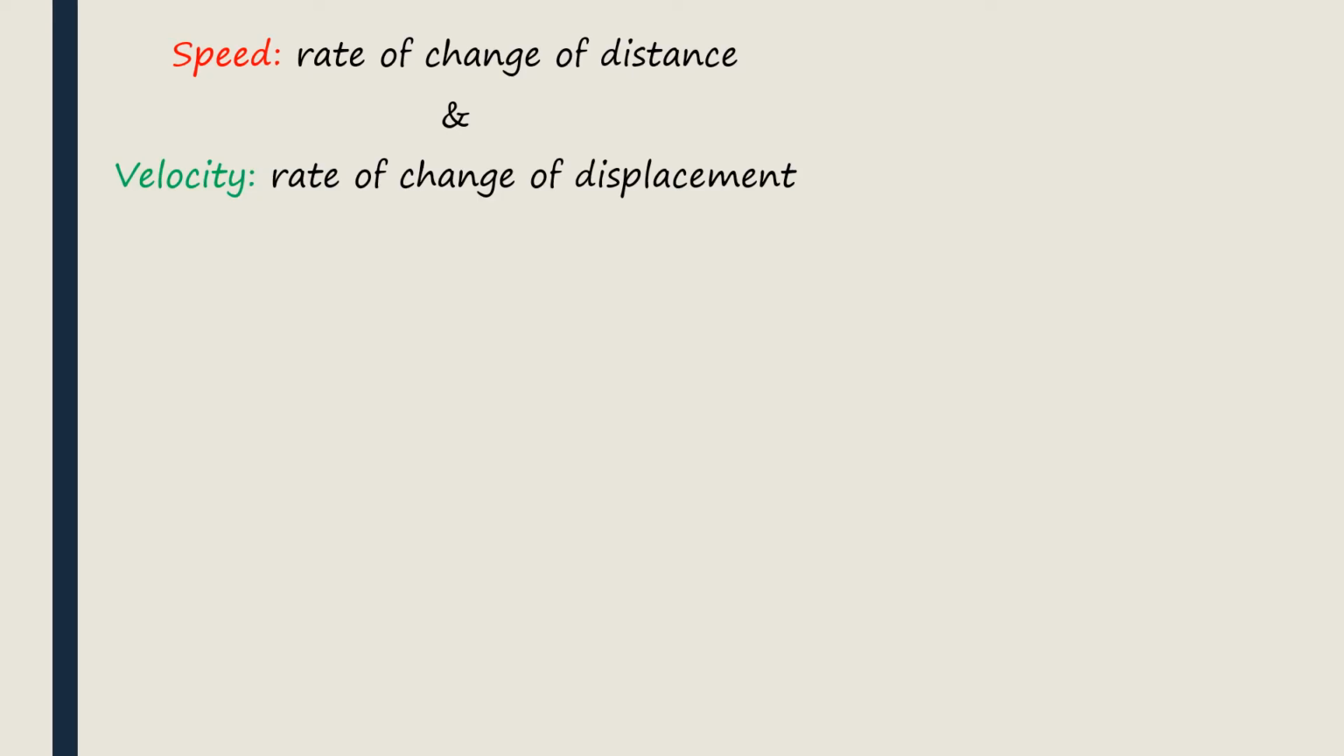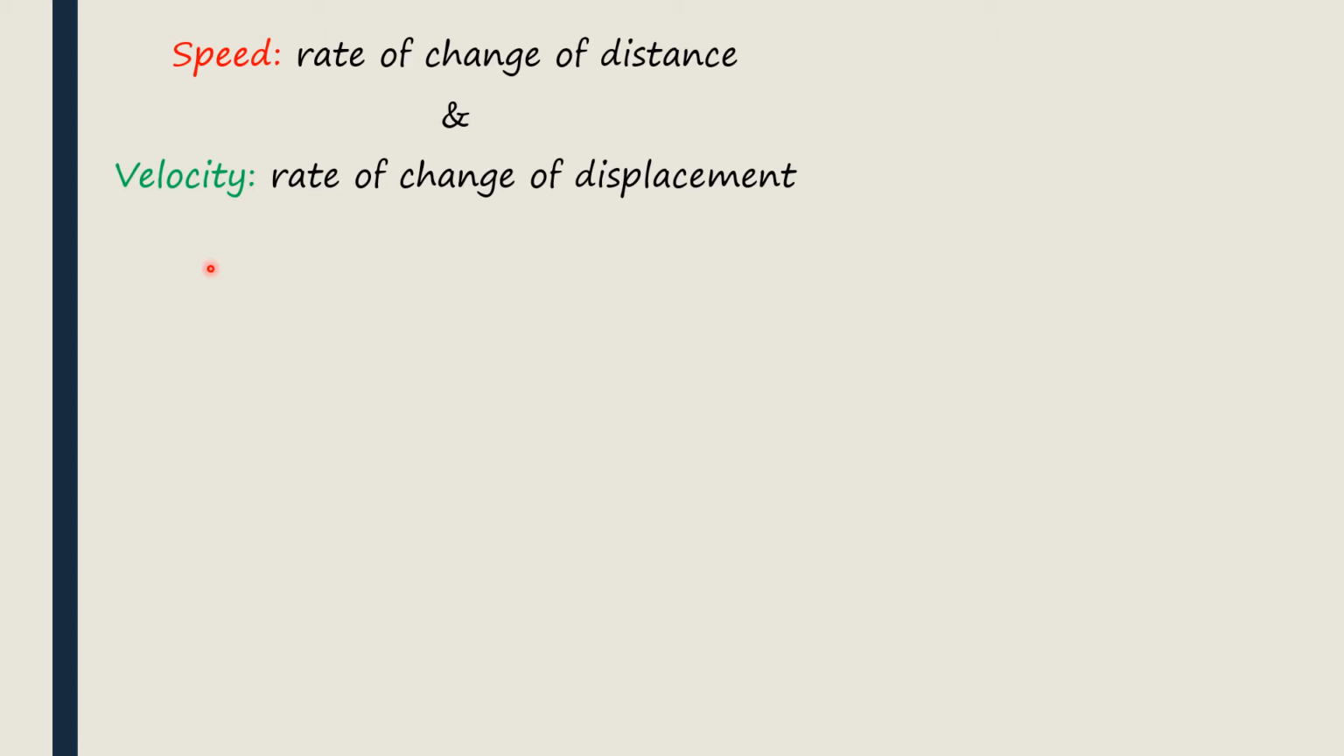From the previous classes, we have already seen the definition of speed and velocity. We know that speed is the rate of change of distance, and velocity is the rate of change of displacement. So these are two different things. Speed is a scalar quantity and velocity is a vector quantity, and a vector quantity has both magnitude as well as direction, whereas speed just has magnitude but does not have any direction.